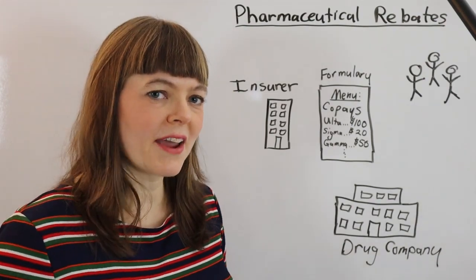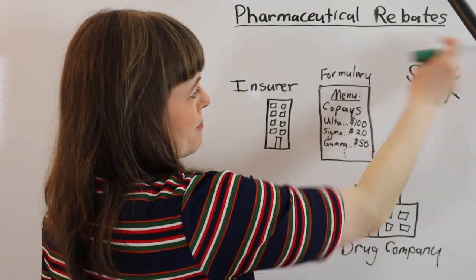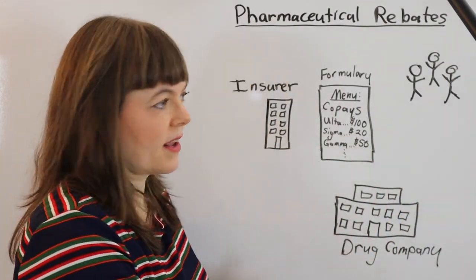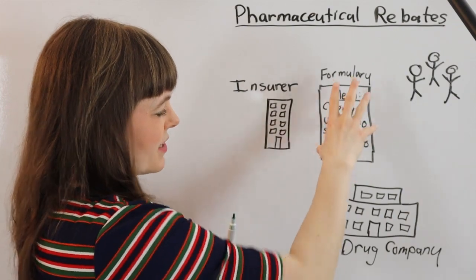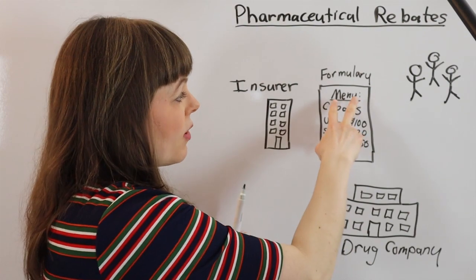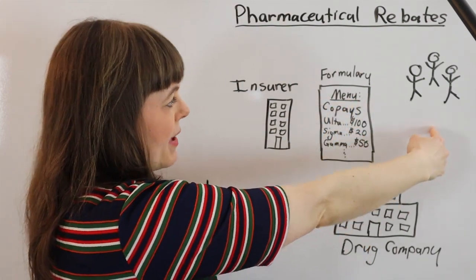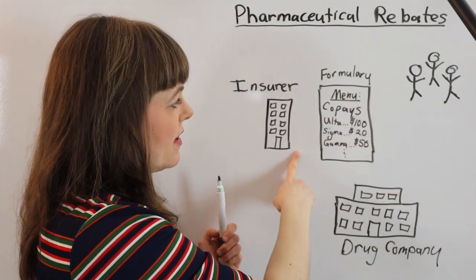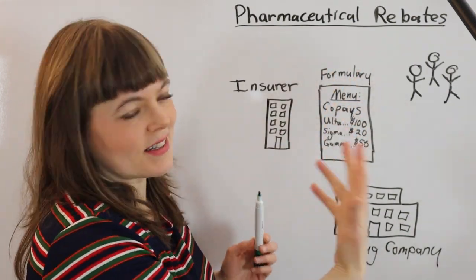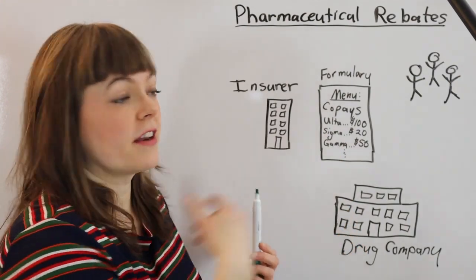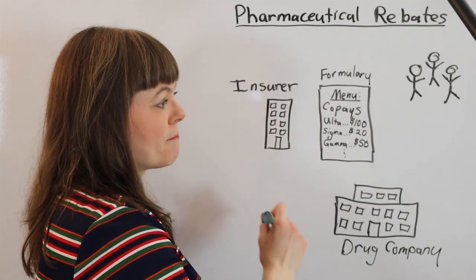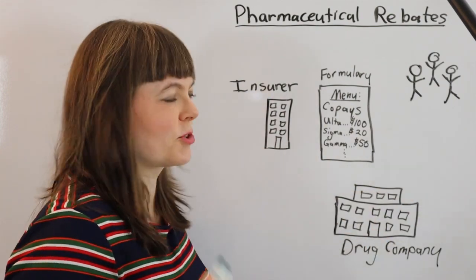There will be 3 players in our game: the people who are insured, the insurance company, and the drug company. The key, central feature of this story is the formulary, which is the menu of copays that the patient has to pay to the insurance company. This is basically what you see when you go to the pharmacy, the list of drug prices that you as the patient face. So let's track how money flows among these 3 players.